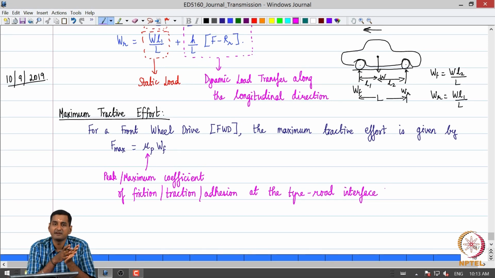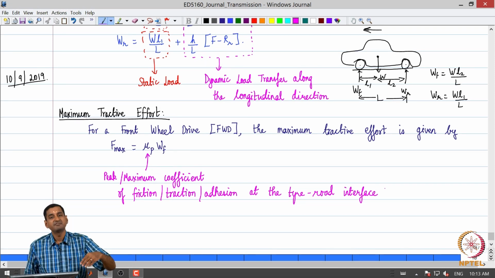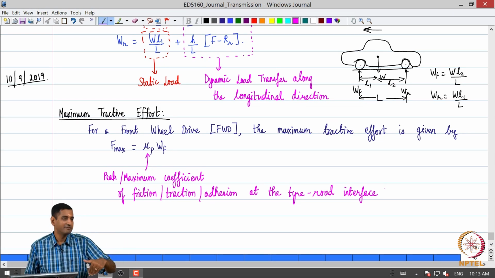Suppose we have a dry asphalt concrete road surface, the value of mu p would be pretty high, but that would decrease as soon as it rains and the same asphalt concrete road surface becomes wet. The value of mu p will drop, and if it snows, it will drop further.